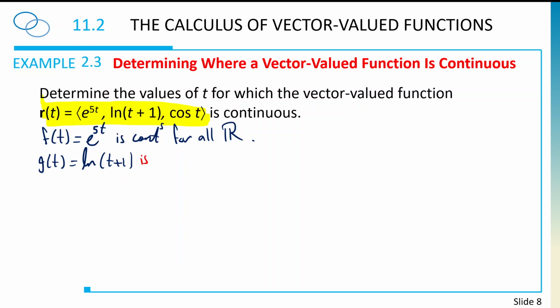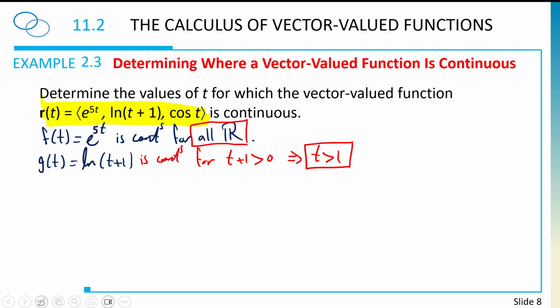So this is continuous for what? t plus 1 should be strictly greater than 0, which means what? This implies that t should be greater than -1. Okay, the previous one was all real numbers; this one is t greater than -1. Still, I need to check the third one. Do them one by one and then see at the end what to do.